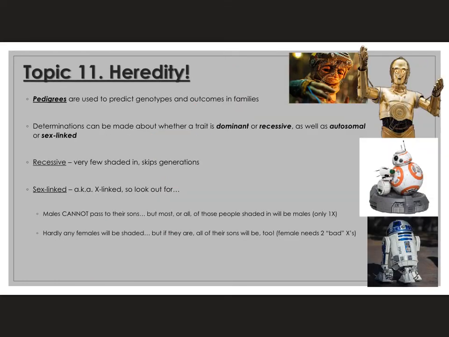Now we've got pedigrees. Pedigrees are used to predict genotype and outcomes in families. Pedigrees allow us to determine three things. They allow us to figure out genotypes of individuals. They allow us to tell if a trait is dominant or recessive, and they allow us to figure out sometimes if a trait is autosomal or sex-linked. So you want to remember some of these ideas.